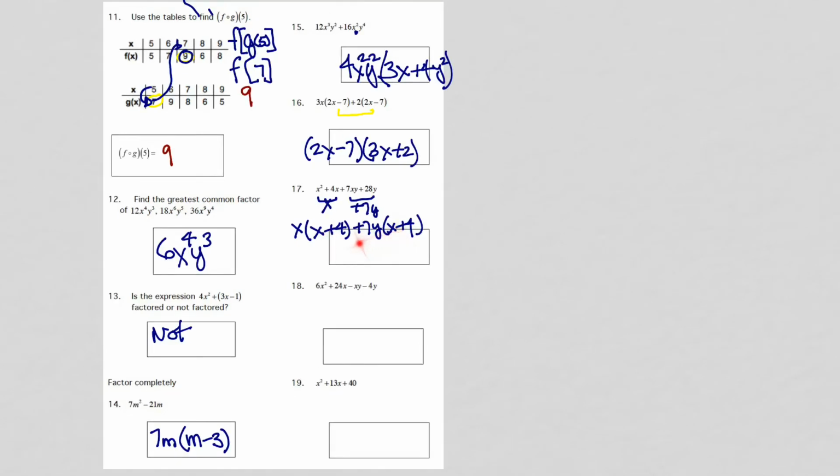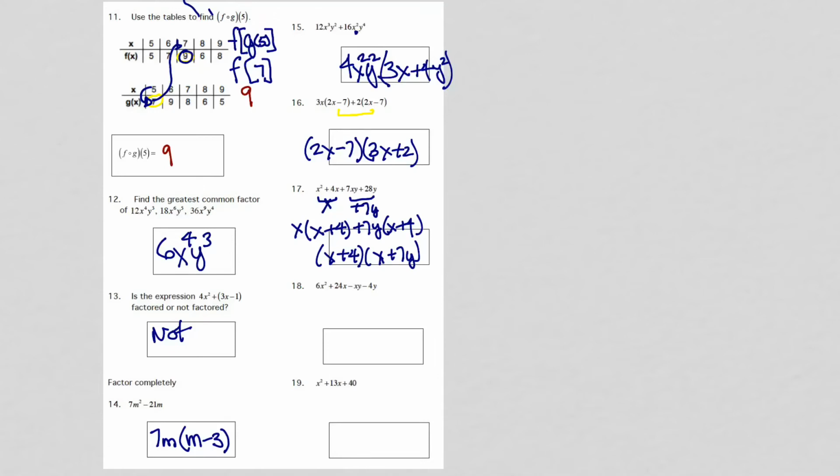And now you can see, which is what's supposed to happen, right? X plus 4 is common. We're going to factor that out. And what we're left with then, if you take the x plus 4 out, you're left with that x. If you take that x plus 4 out, you're left with that plus 7y. So we're going to be left with x plus 7y.